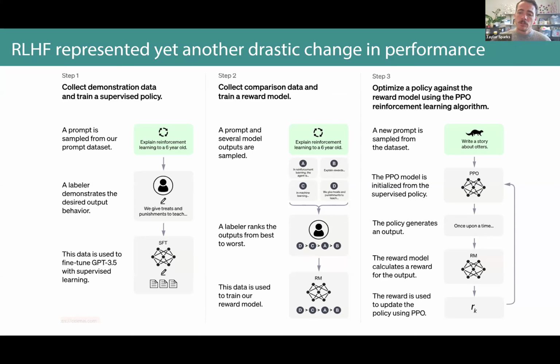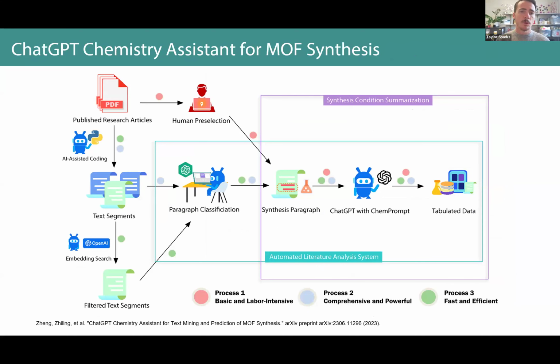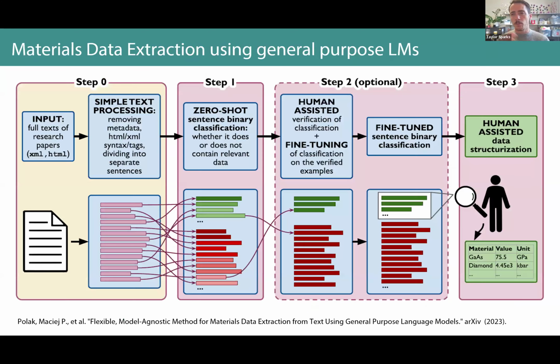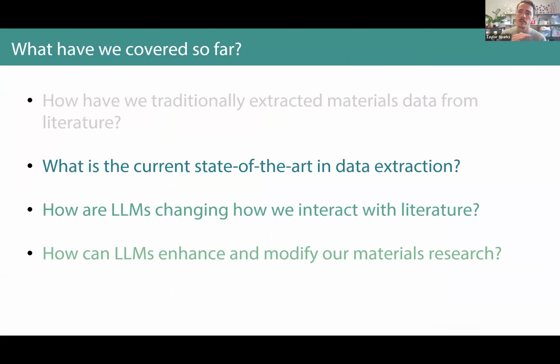So with this sort of ChatGPT style thing, all of a sudden you saw lots of text extraction happening in literature. Here was one applied to MOF synthesis. Here was another one applied to sort of general purpose LLMs, a model agnostic method for materials data extraction. They tried a couple different ones here. And the point is that it was starting to look pretty good. So that brings us to the sort of state of the art. We went from thinking that this was not a solvable problem to realizing it is solvable, and it's actually not that difficult. So what's the current state of the art, and what can we do to push this even further?